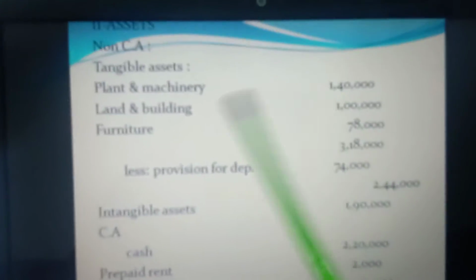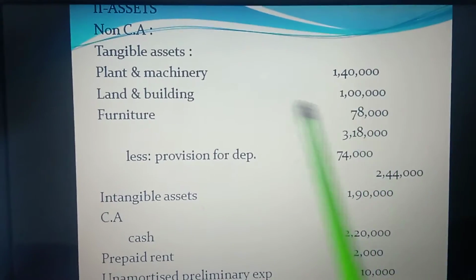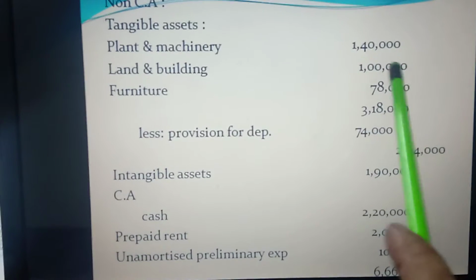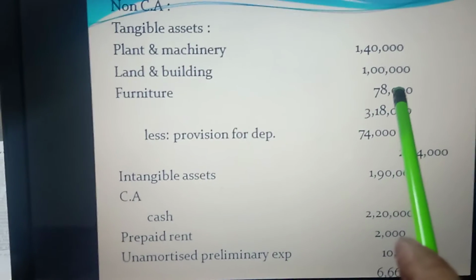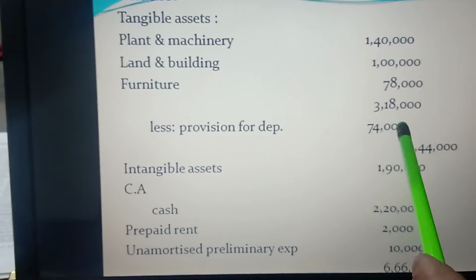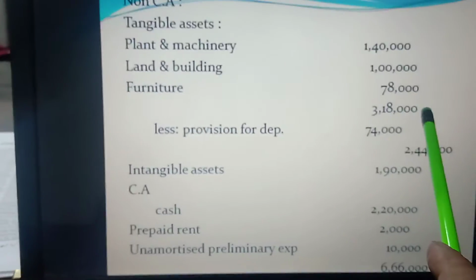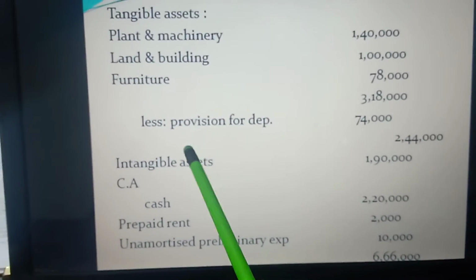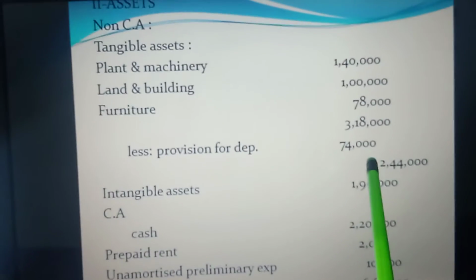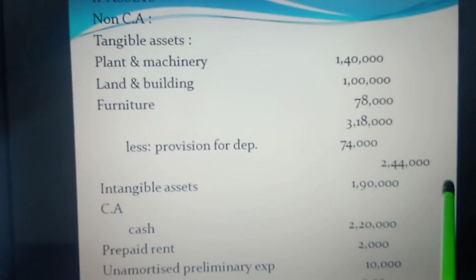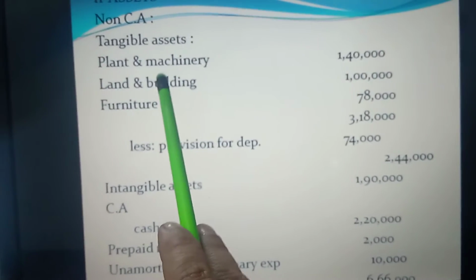Next, we can see the assets are also given for the balance sheet, where the tangible assets are plant and machinery rupees 1,40,000, land and building rupees 1 lakh, furniture rupees 78,000. Total is rupees 1,38,000 of all these three. Now from this, fixed assets less the provision for depreciation, that is 74,000. The total is 2,44,000. Okay, now this was for the tangible assets.